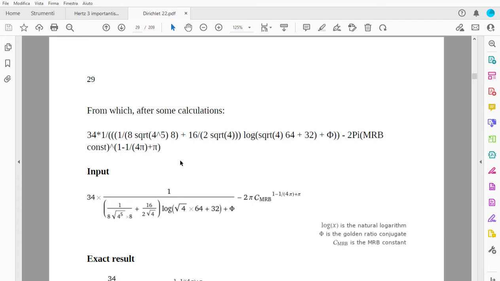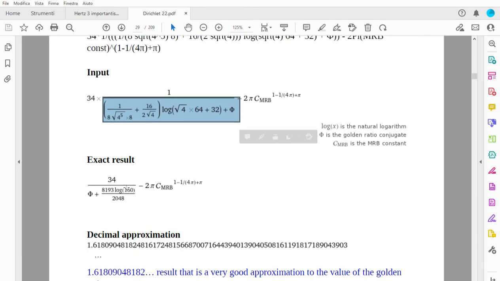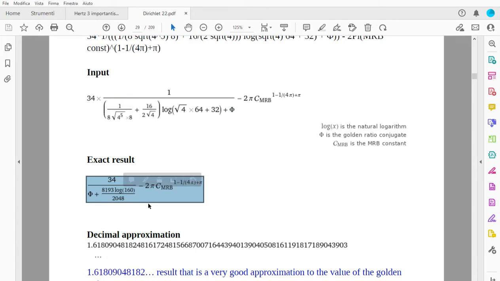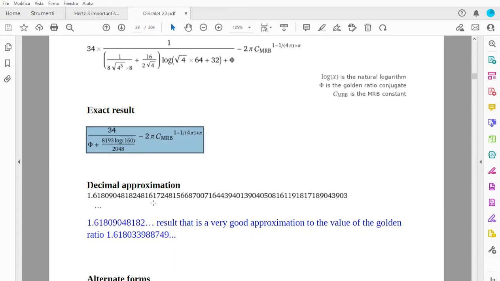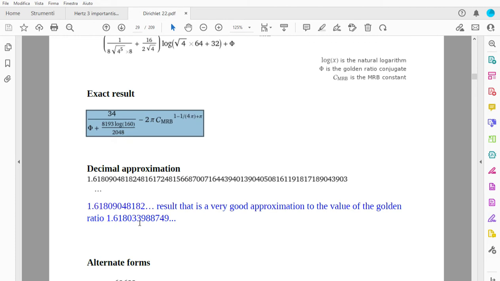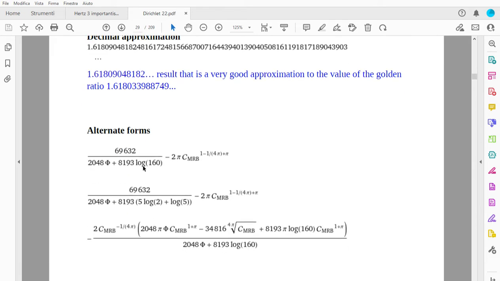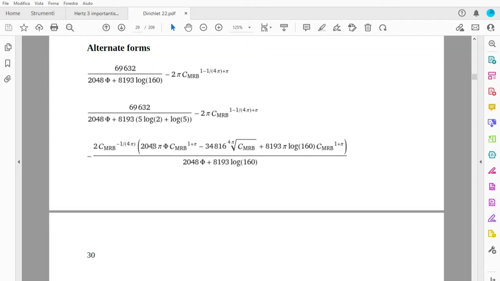From the last results, we note that after some calculation, this is the result. After some calculation, we obtain this other result, that gives a value that is a very good approximation, also here, to the value of the golden ratio. Also here the study of the function, alternate forms.